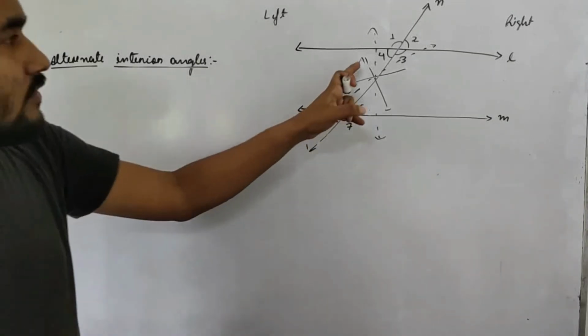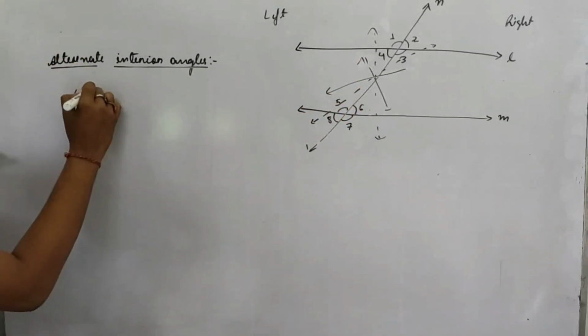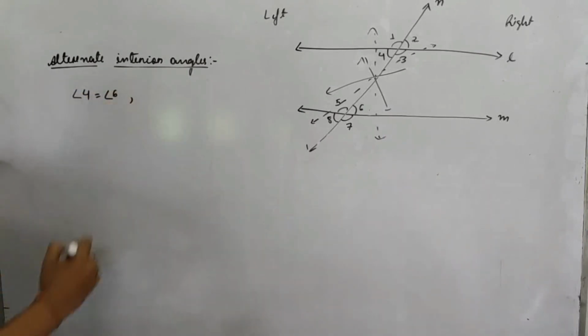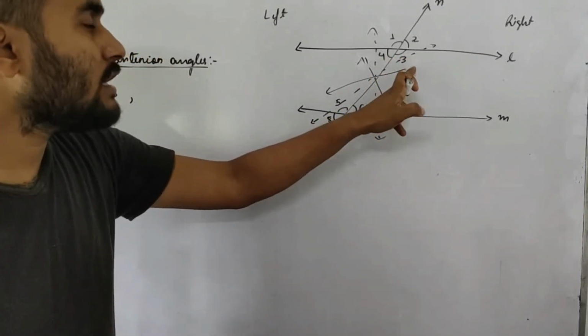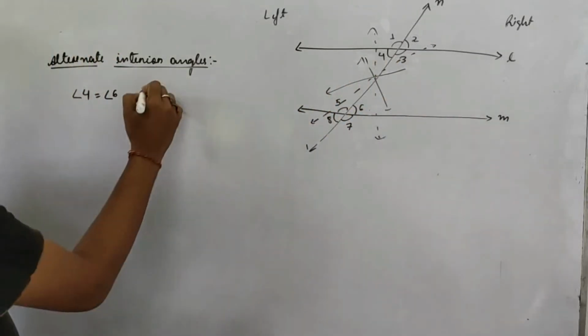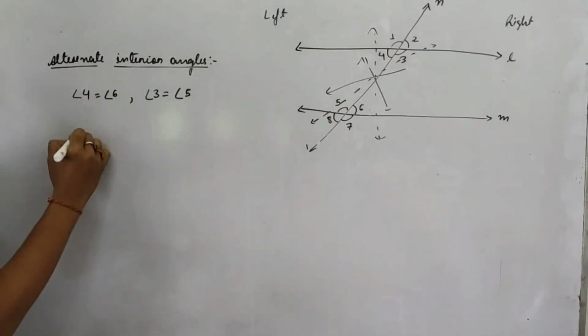So which are there? 4 and 6. Angle 4 and angle 6. And another interior with 3. What will be the alternate angle for 3? Interior, right? 5. Angle 3 will be equal to angle 5.